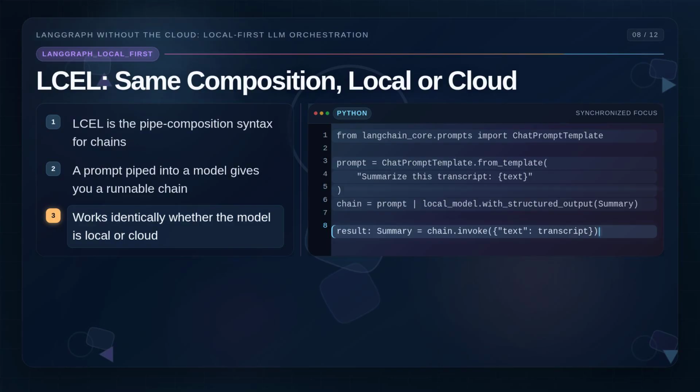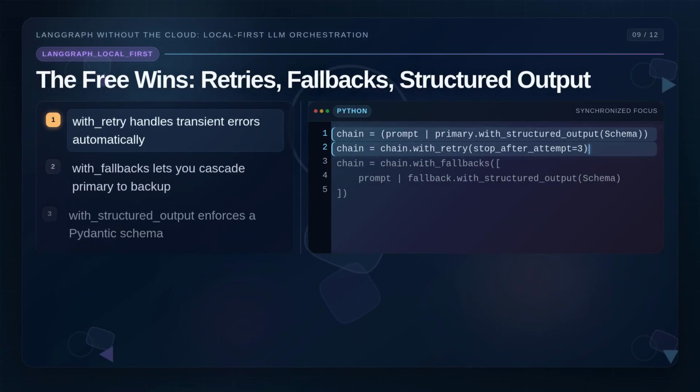And because every runnable shares the same interface, you can swap a cloud model for a local one anywhere in the chain by changing one line. That is why local first does not mean rewriting your prompts. It means swapping a single import. This is the part that makes LangChain feel like a framework instead of a library.